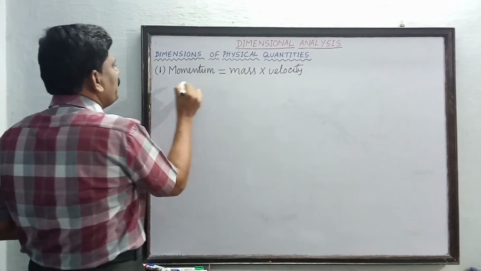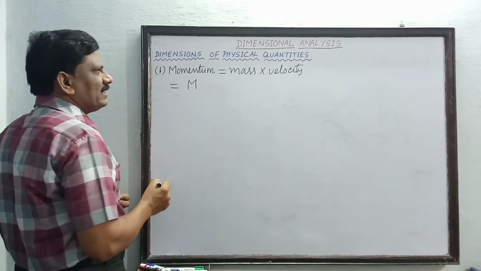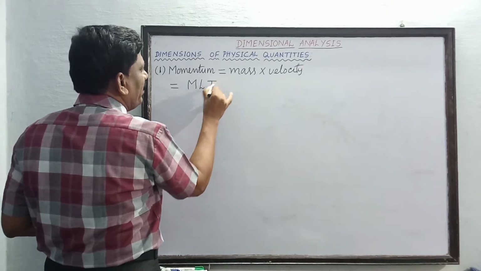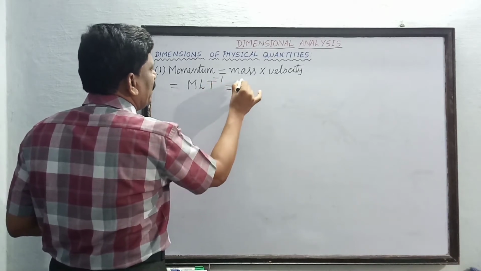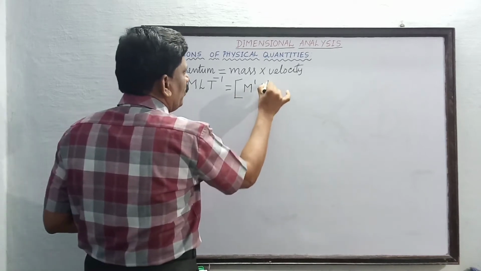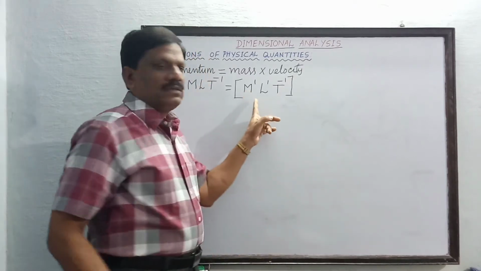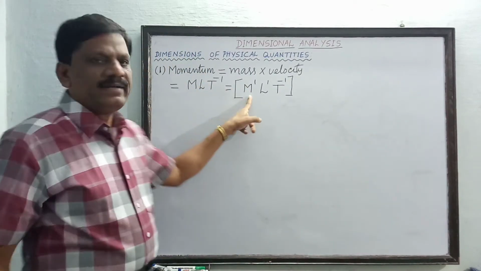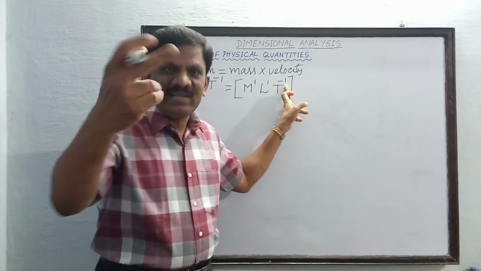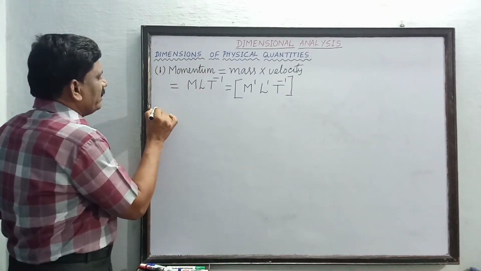So here this must be equal to mass. The dimensional formula for mass is M and the dimensional formula for velocity is LT power minus 1. So this should be written in square brackets, M power 1, L power 1, T power minus 1. So this momentum is having one dimension in mass, one dimension in length and minus one dimension in the time. Understood? Like that some other physical quantities let us see now.